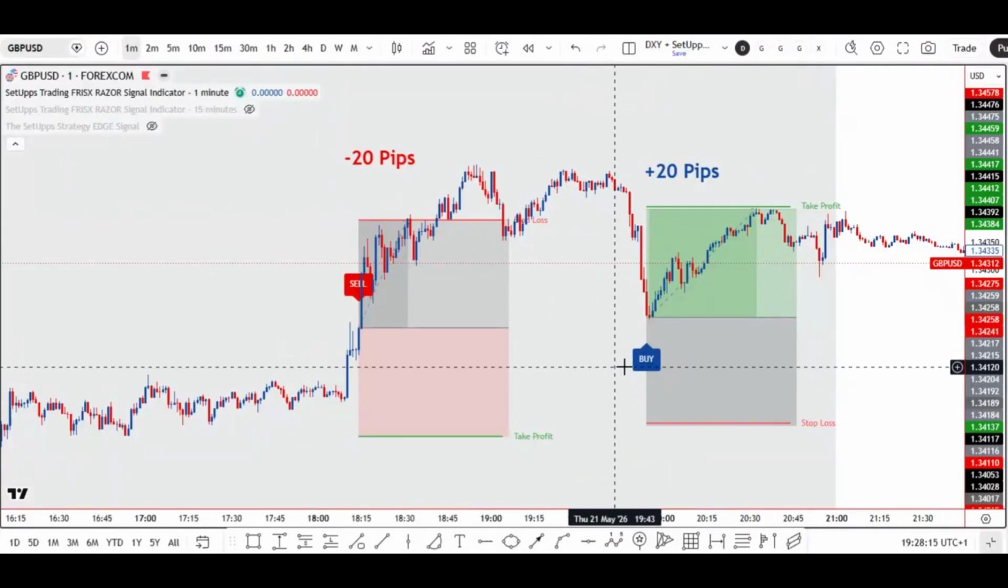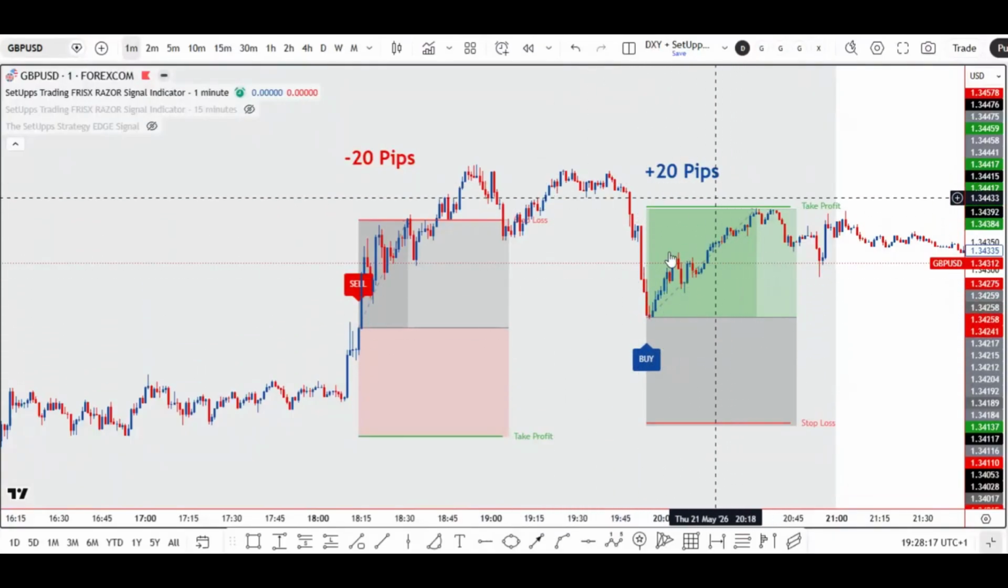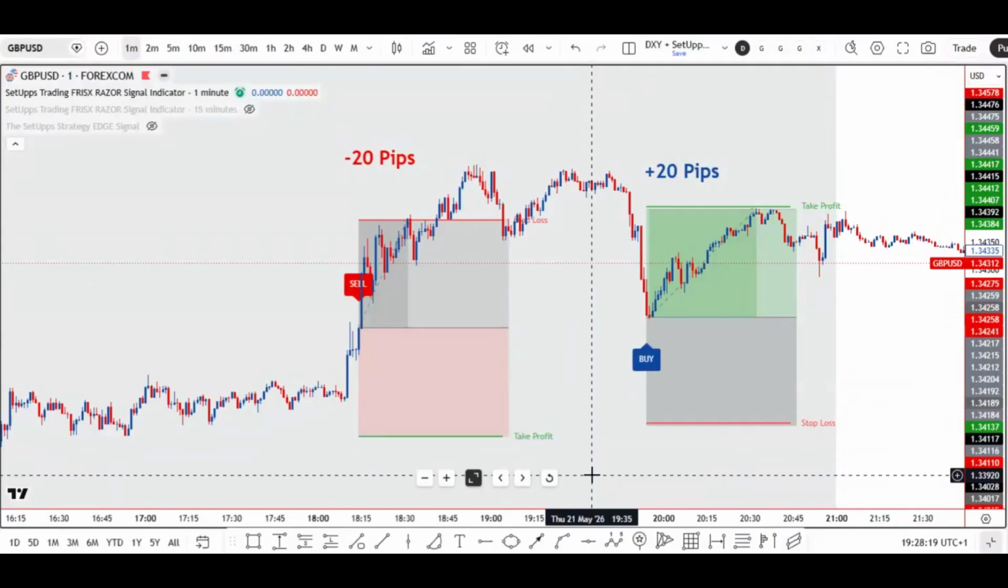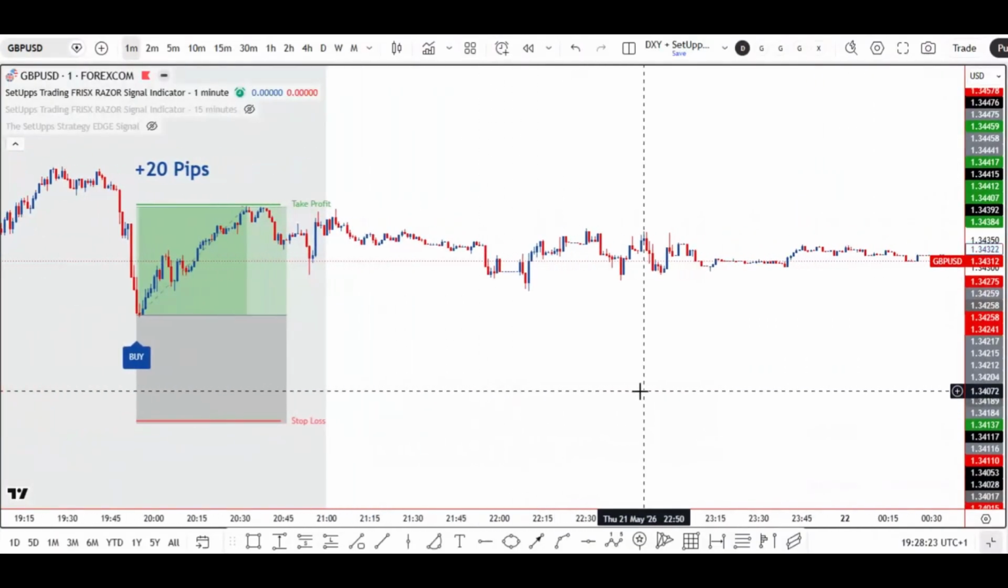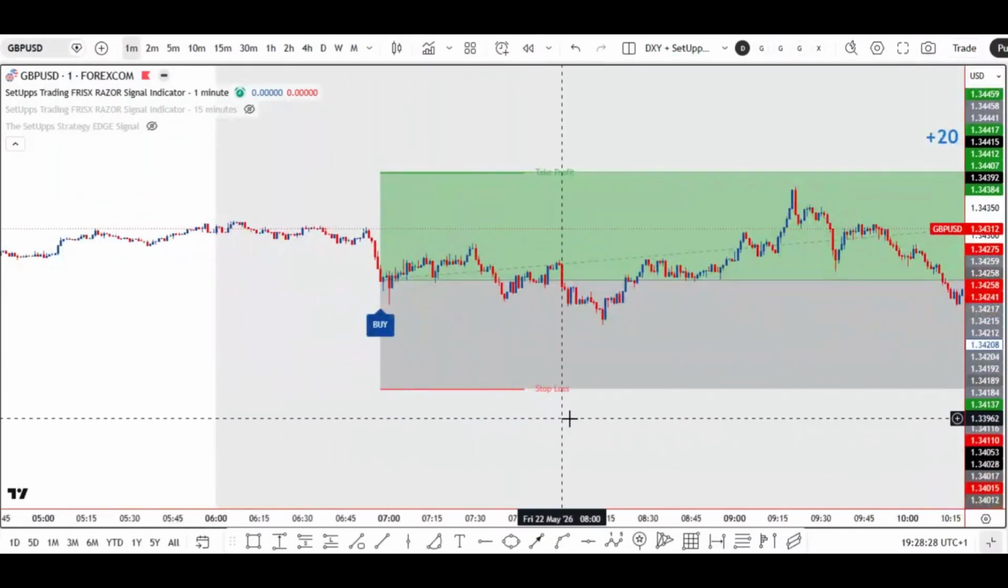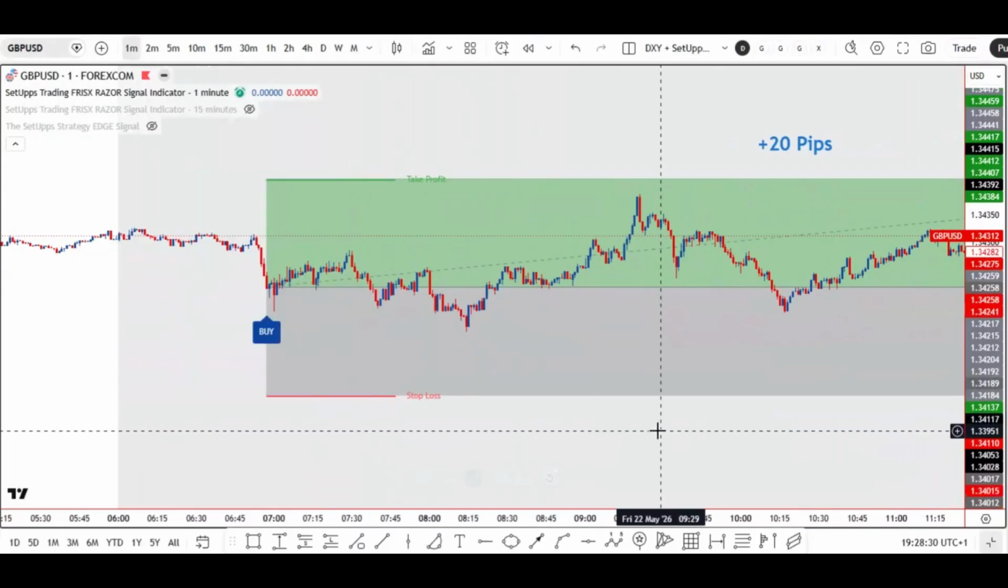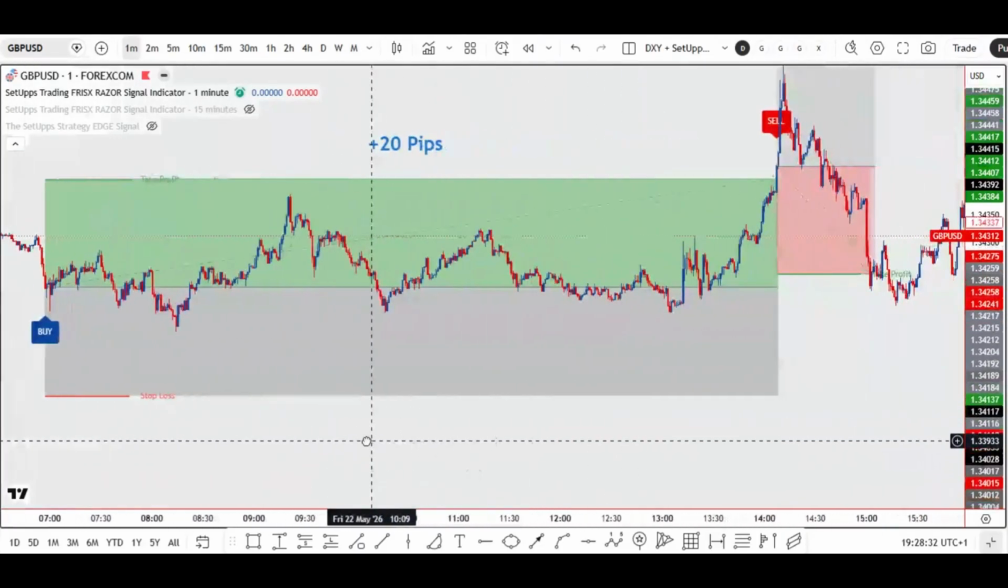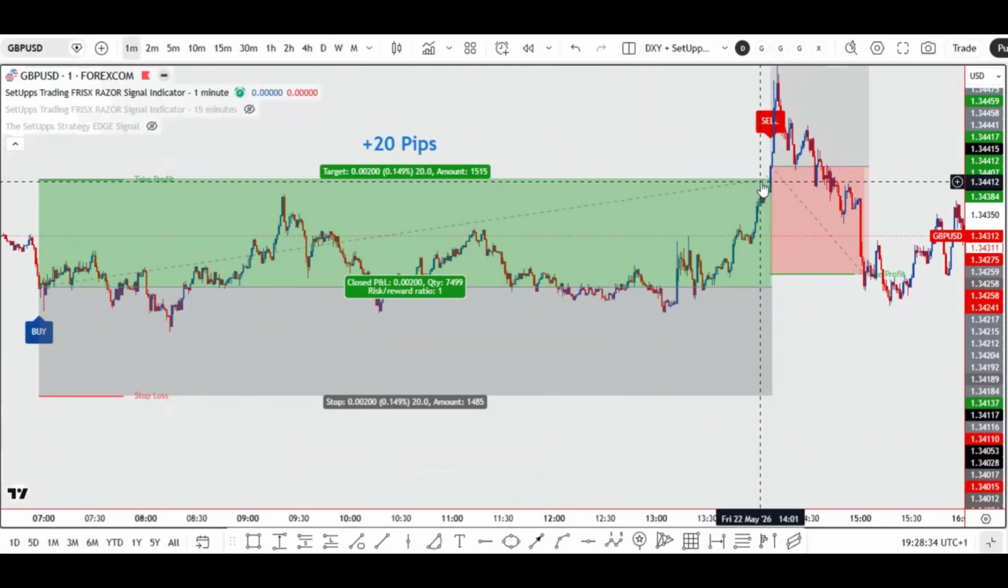And then I'm just taking you through the trading journey. We had another buy, which goes 20 pips, and then that hits TP. So we've got our 400 back. Right, so now we're on to Thursday. Thursday, we had a buy signal that went and hit TP.